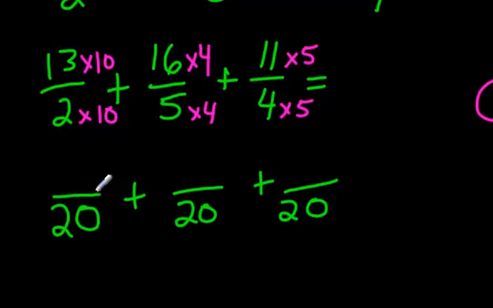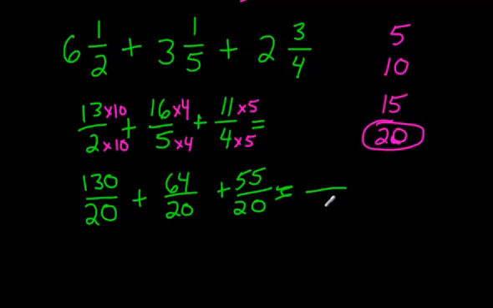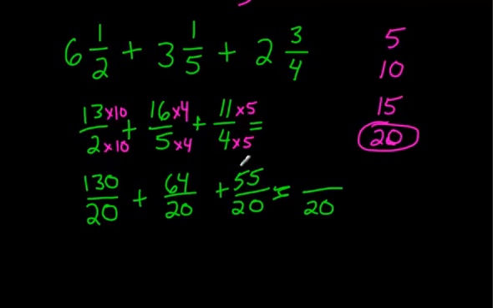All right, so on the top, 13 times 10 is 130. 16 times 4, you can use your calculator if you want. I get 64. And over here, 11 times 5 I know is 55. Now can we just add this thing up on top? Yes, we can. Remember, when you add up, the denominator stays the same, and just add the top. So 130 plus 64 plus 55, we get 249 over 20.